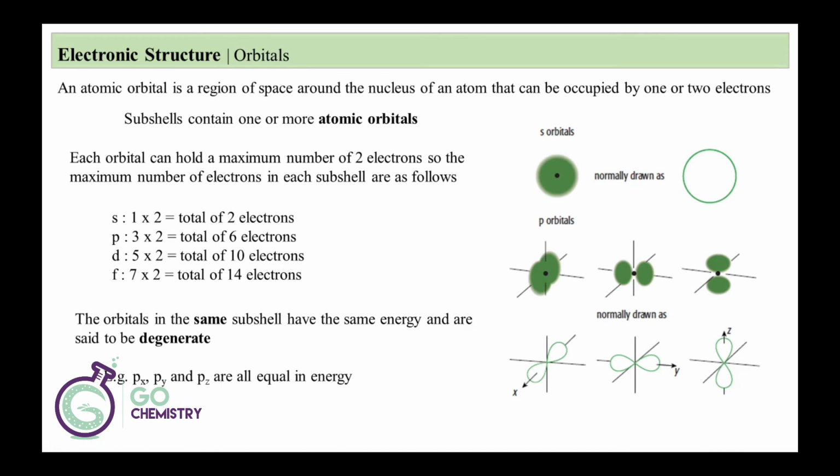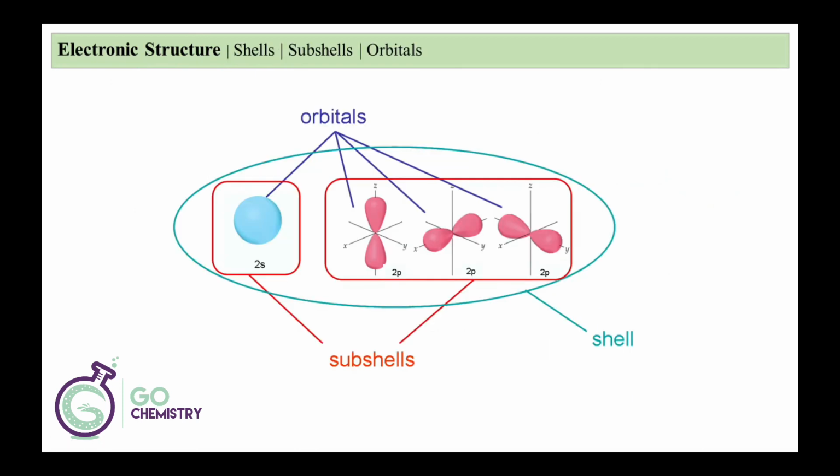Actually, here it's worth mentioning that the orbitals in the same subshell, for example, px, py, and pz, have the same energy and are said to be degenerate. So for the principal quantum shells, for example, the principal quantum shell number 2 contains the subshells 2s and 2p, which contain the orbitals. So the 2s contains the s orbital, which is spherical in shape, and the p subshell contains 3 orbitals, which are px, py, and pz.